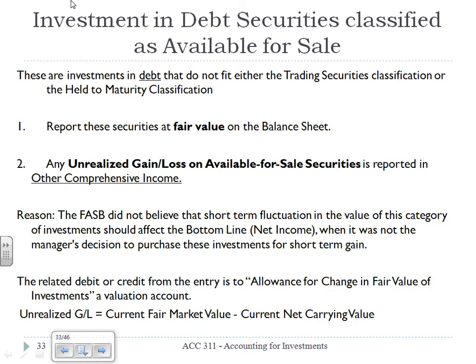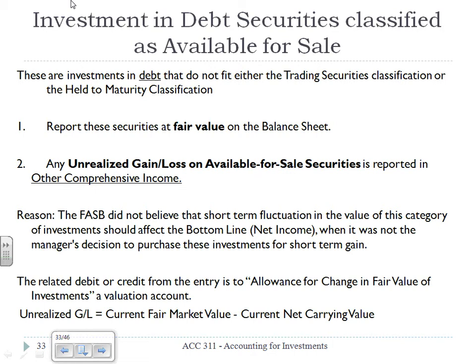Now, if these assets, debt security investments, are classified as available for sale, right, they don't fit either the trading securities classification or the held to maturity classification, they still would get reported at fair value on the balance sheet. However, the big difference is that any unrealized gain or loss is going to be reported in other comprehensive income below the net income line. And so the reason the FASB wanted this outside of the income statement is that they did not believe that short-term changes in prices of available for sale investments should affect the bottom line, net income.